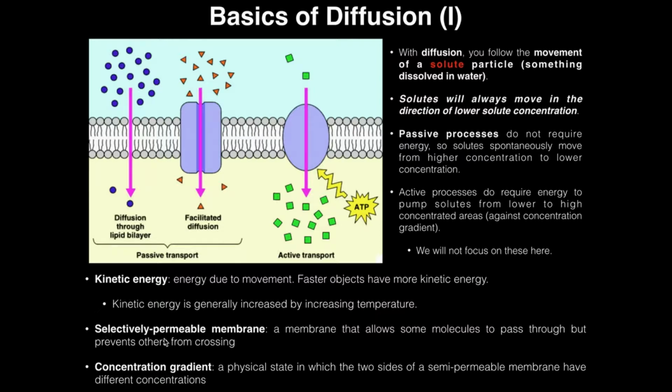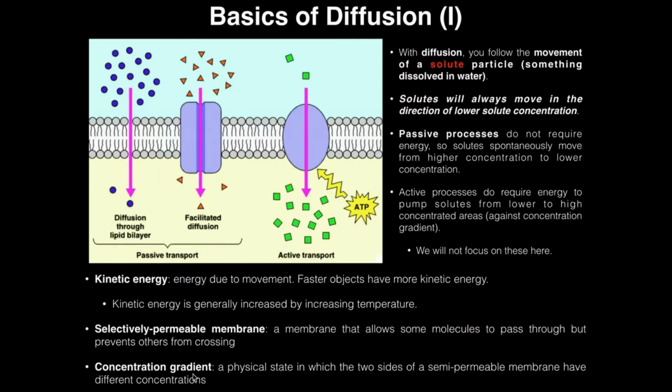Now, the cell membranes that all of our cells have are called selectively permeable membranes. What does that mean? Well, this membrane might allow some molecules to move through, but it won't allow others to go through. So it's selective as to which particles it will allow across the membrane. We'll discuss that in more detail on the next slide. And the same thing goes for concentration gradient. We'll look at that on the next slide later.